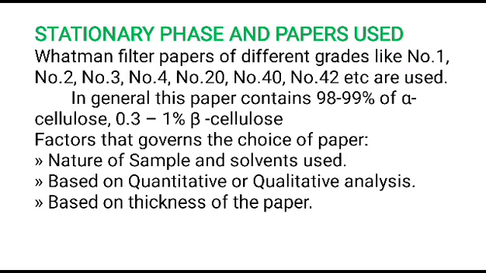Stationary phase. Which type of paper is used as a stationary phase? Whatman filter paper with different grades is available, like number 1, number 2, number 3, number 4, number 20, number 40 and number 42. It is used as the stationary phase in paper chromatography. In general, this paper contains 98 to 99% alpha cellulose and only 0.3 to 1% beta cellulose.